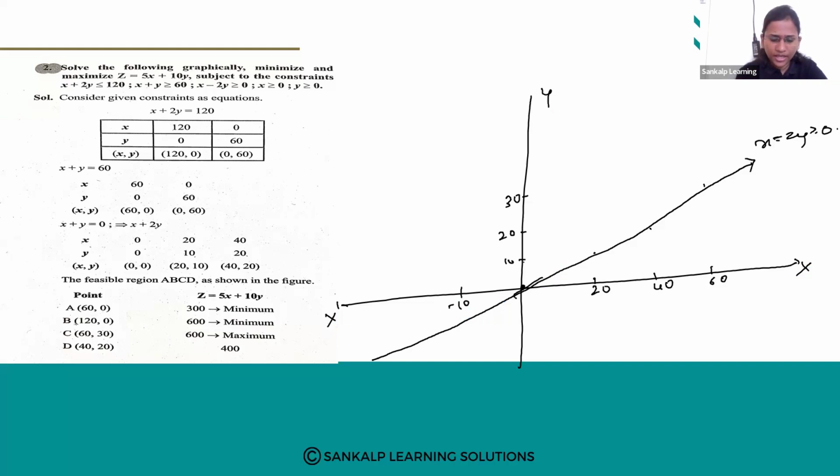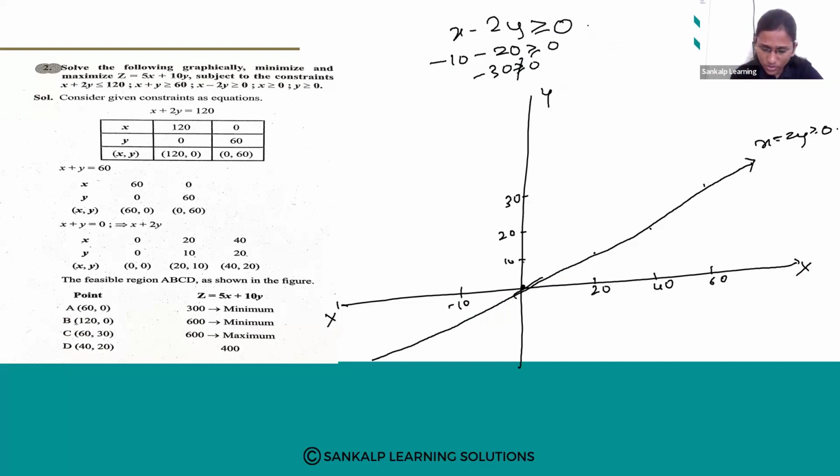Now we have x minus 2y greater than or equal to 0. We took x as minus 10 and y as 10. So minus 10 minus 20, that is minus 30, is greater than or equal to 0, which is not true. Since it is not true, definitely the solution will be on the right of the line.